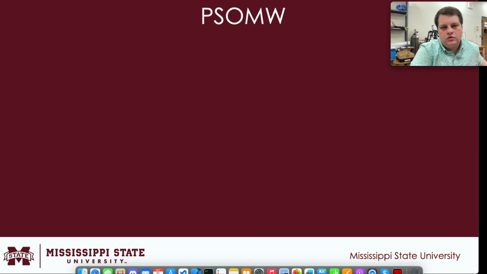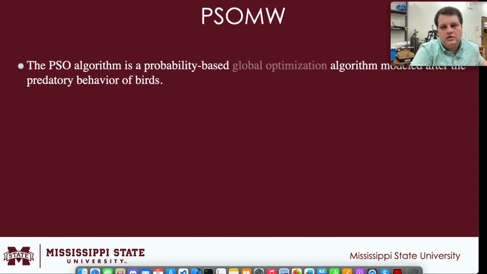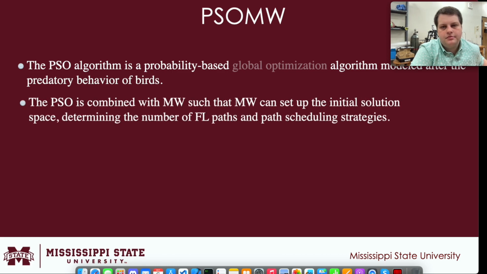Here, we use particle swarm optimization in coordination with this minimum weighting, due to particle swarm optimization focusing on global optimization, which is modeled after the predatory behavior of birds in the wild. They move through the problem space and try to find a global optimum instead of converging to a local optimum.